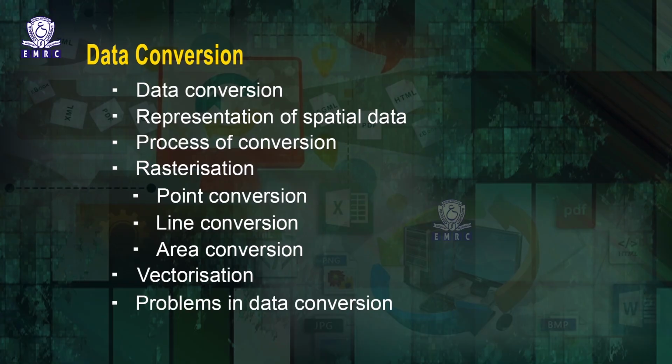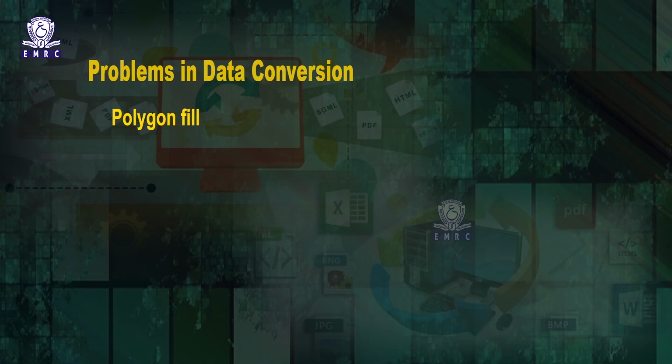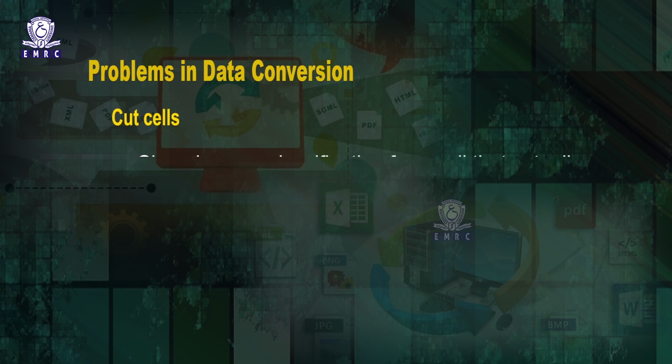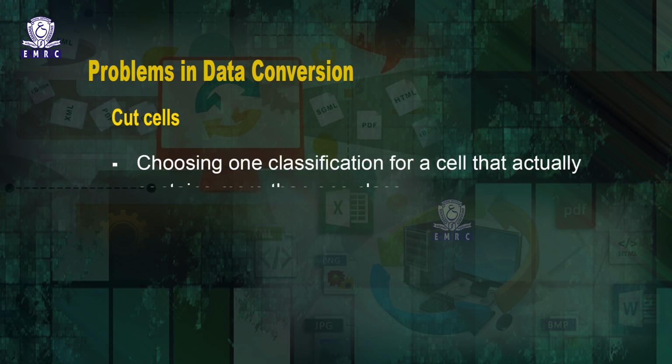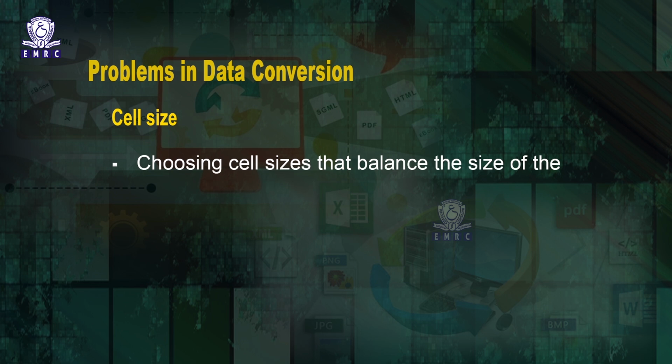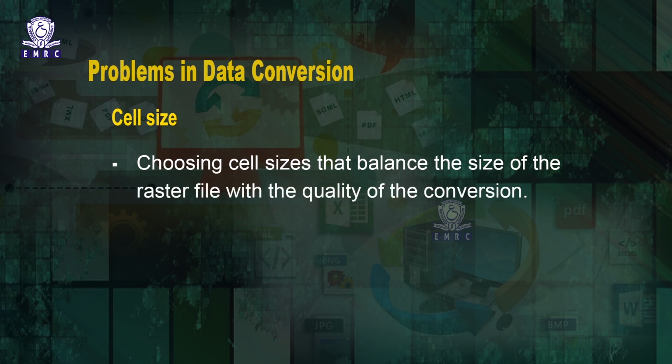Problems in data conversion. Several issues involved with the actual conversion of vector data to raster format have been identified. Povar noted three. First, polygon filling: the interior regions of a newly rasterized polygon must be filled with the correct classification value. Second, cut cells: choosing one classification for a cell that actually contains more than one class. And third, cell size: choosing a cell size that balances the size of the raster file with the quality of the conversion.